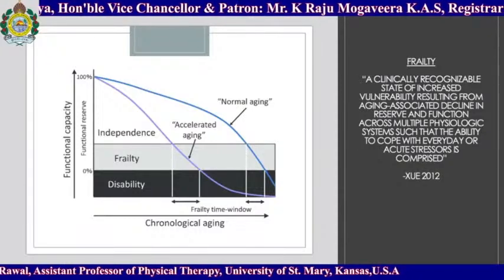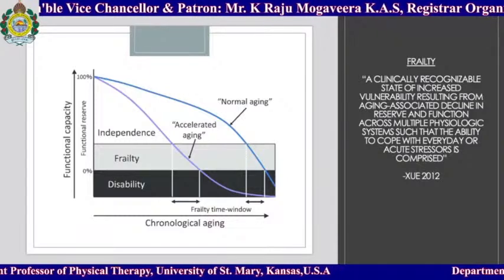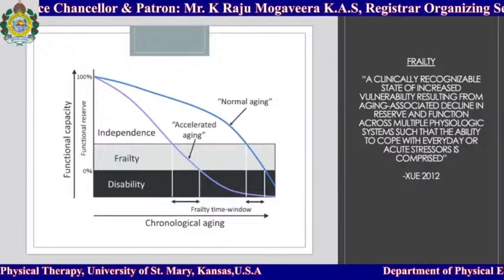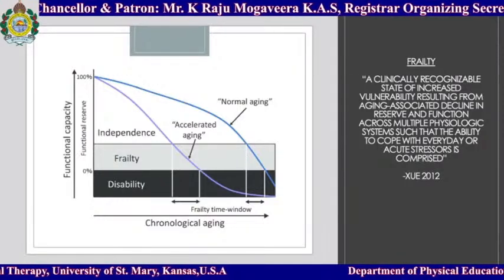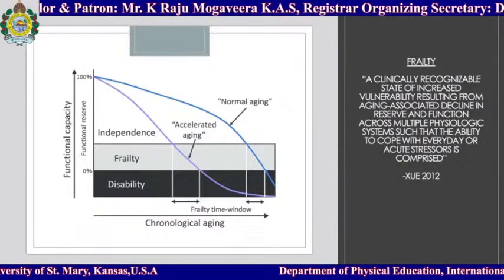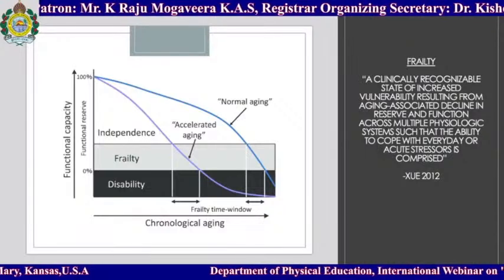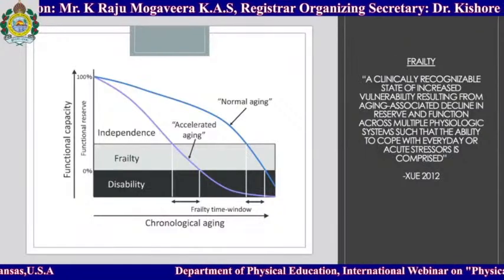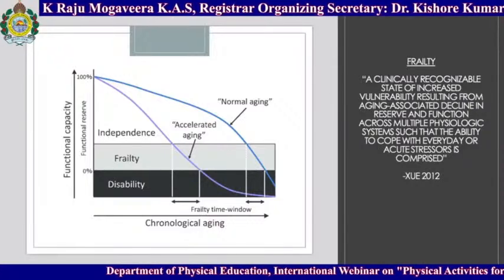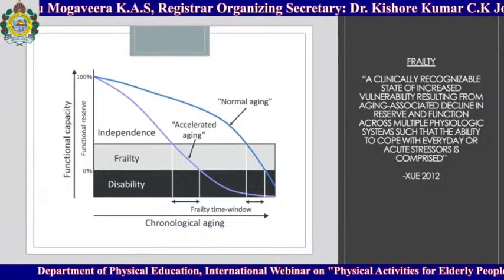But what you can see with accelerated aging is that we're going to have that loss of independence, going from independent to frail much closer in the chronological age bracket. So we see patients who are falling into that frail category much more quickly, and then again into the disabled category much more quickly and earlier in their lifespan than someone who's aging normally.